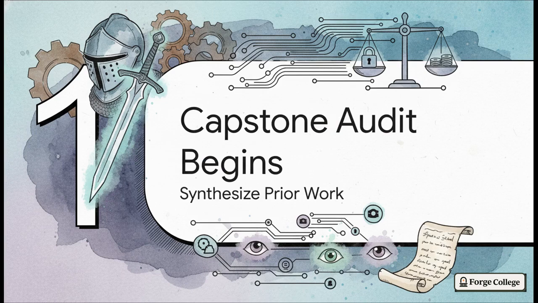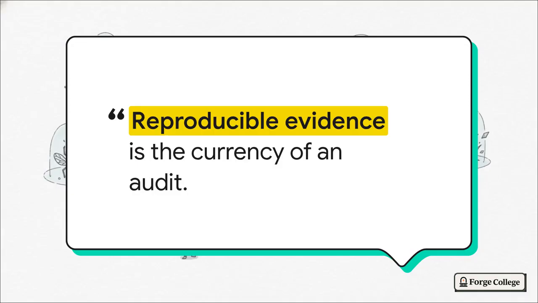Section 1. The capstone audit begins. Let's synthesize some of that prior work. Now, in our previous lesson on impact analysis and severity assessment, you learned exactly how to tie technical bugs to actual real-world business consequences, right? So now it's time to execute. But we've got to remember this golden rule. A bug without reproducible evidence is literally just hearsay in the court of Web3.